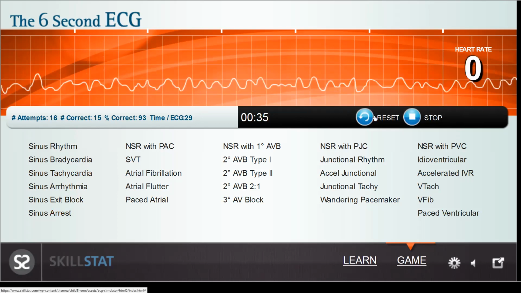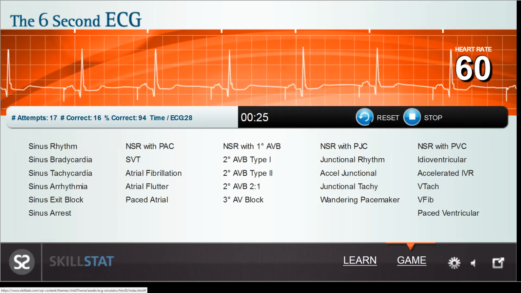VFib. I'm not going to go over the mnemonic again. It's scream. So rewind if you want to remember that one. Scream, VFib. Paced atrial, 100% paced.